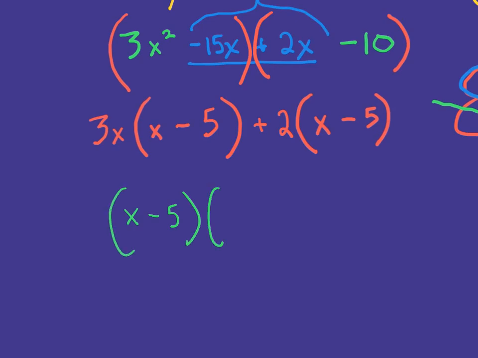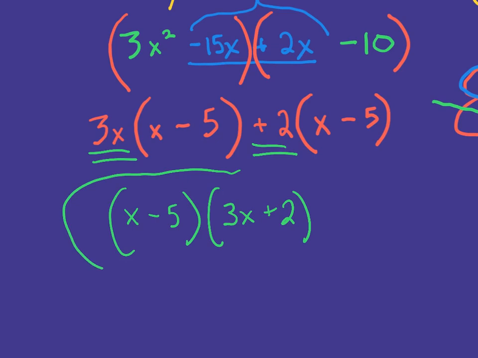And then we're going to multiply by the things that were left. This should look somewhat familiar. It's something that we've done in the previous section.